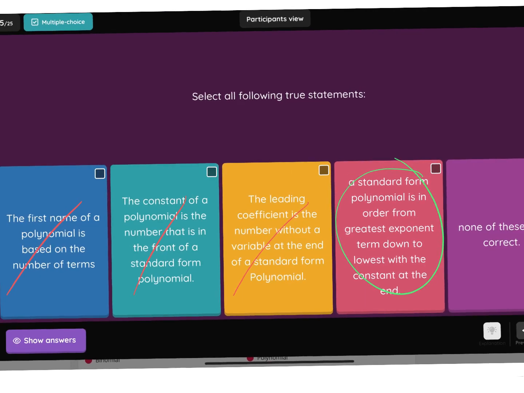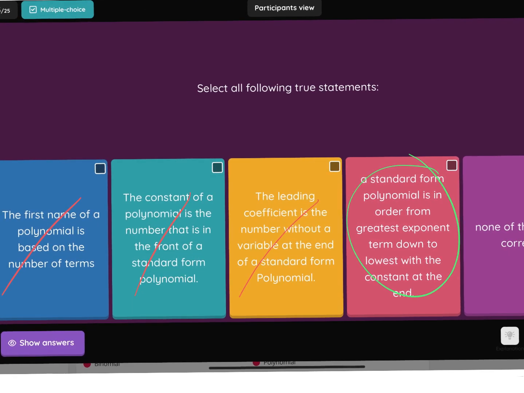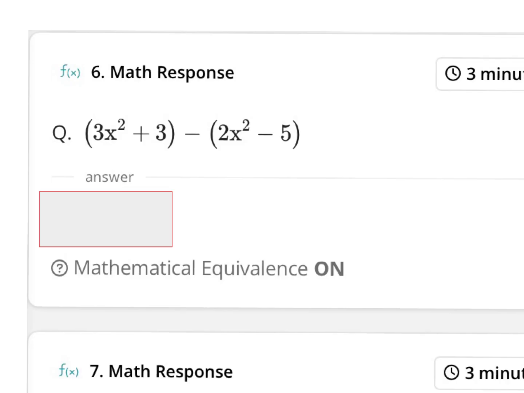And keep in mind that practice tests or practice quizzes compared to actual quizzes, I just go through each of these statements and change a couple of things. Maybe not on all of them, but on some of them, right? So I may change right here, the constant is the number that's in front. That was false, but maybe I'll change it to leading coefficient, which would make it true, right? Anyways, moving on.